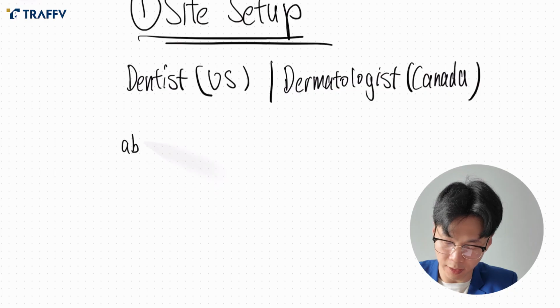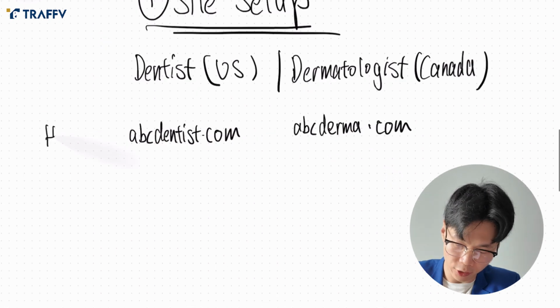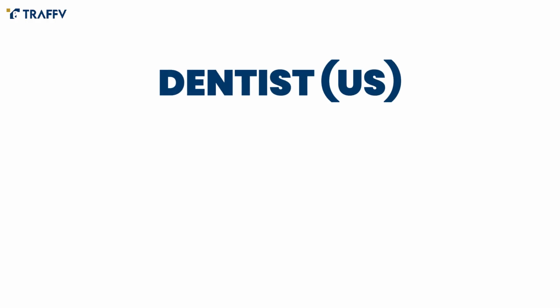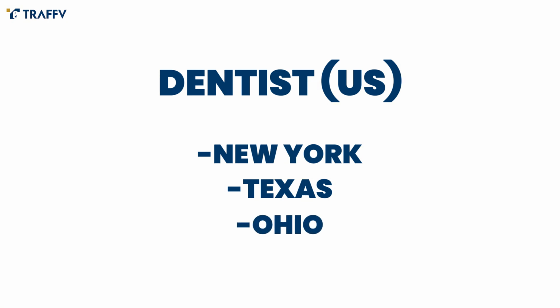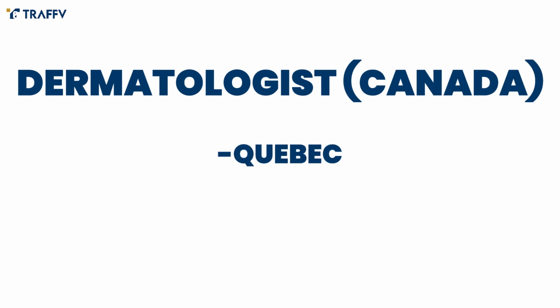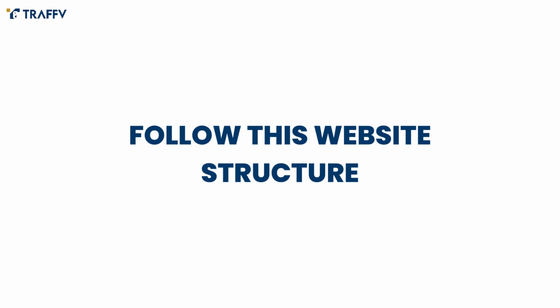So your website right now, let's just say this is abcdentist.com and then this is abcderma.com. So this will be your homepage, which is essentially how your website is going to be. Now, all you have to do is simply list out all the different locations that your clinics operate in. Let's just say, for example, this dentist operates in 3 different locations: New York, Texas, and Ohio. And this dermatologist has a clinic in Quebec and Hamilton. What you would do is follow this website hierarchy or website structure.